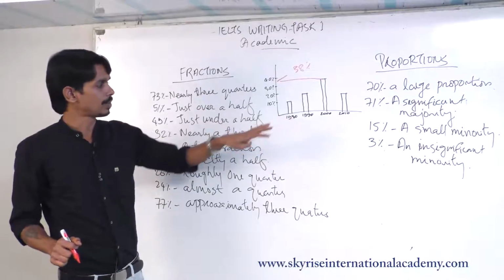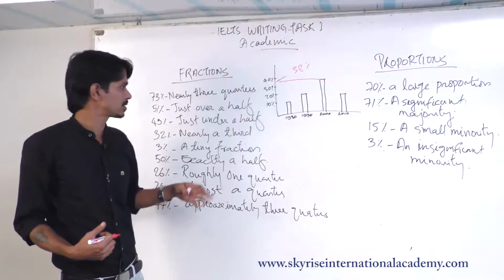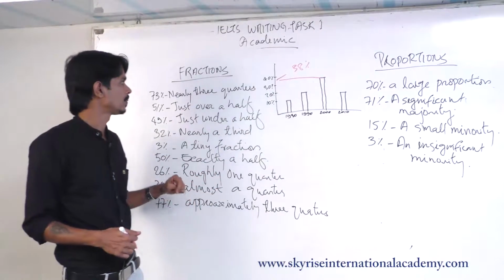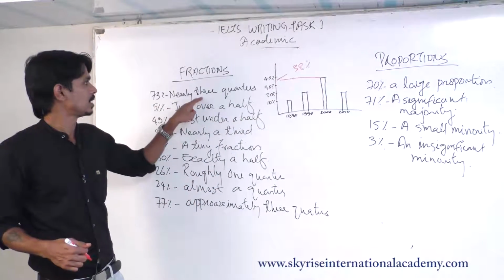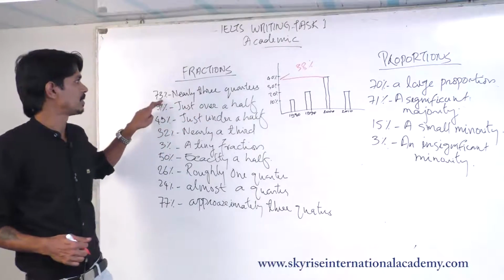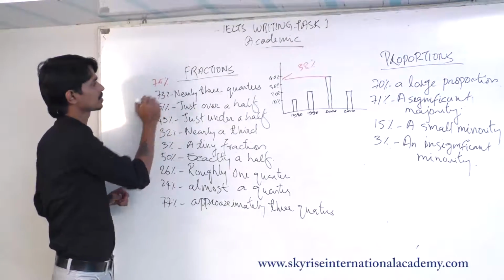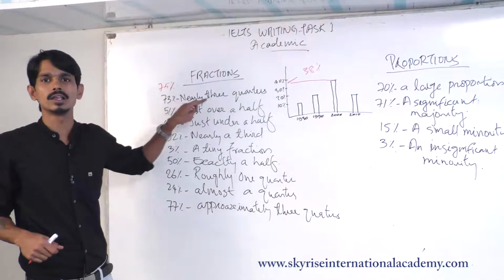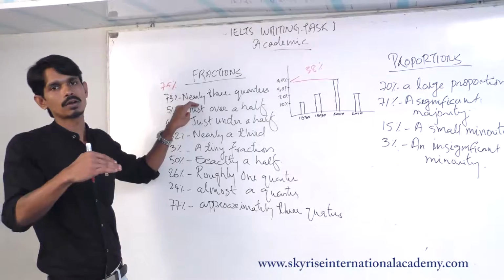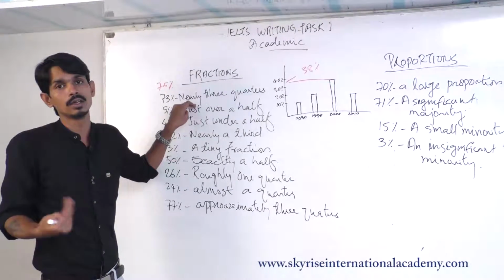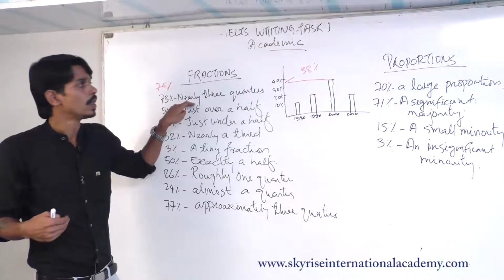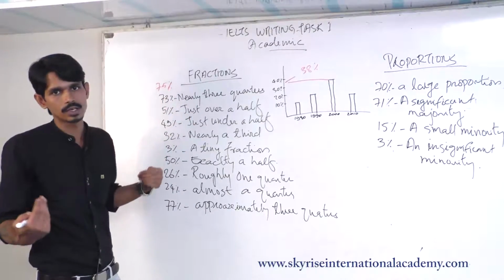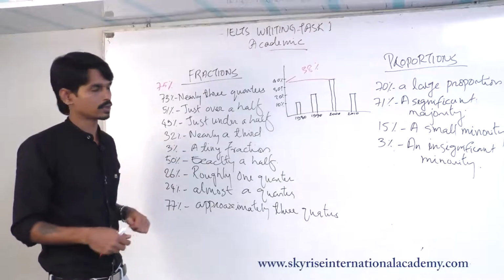So some of the ways in which you could express these percentages, fractions and proportions, I would like to explain to you. Now you say 73%, nearly 3/4. 75% is 3/4 complete, but 73% will be nearly 3/4. When you say nearly or almost, it is not really complete. It means it has not reached the desired number or percentage.